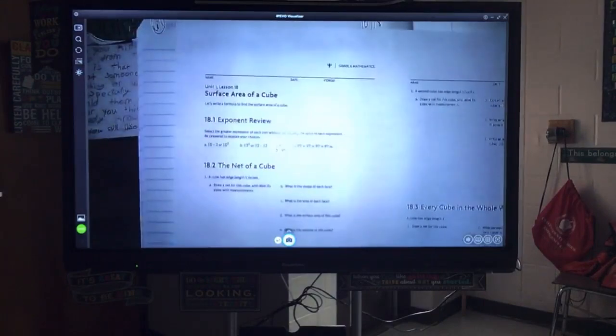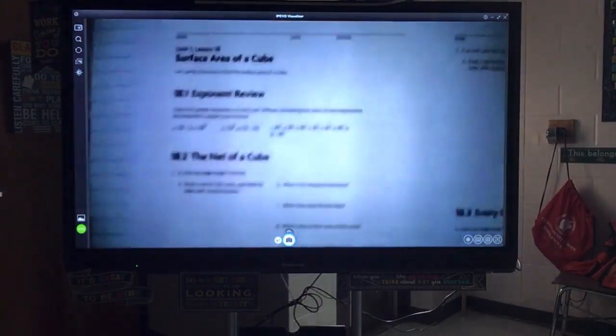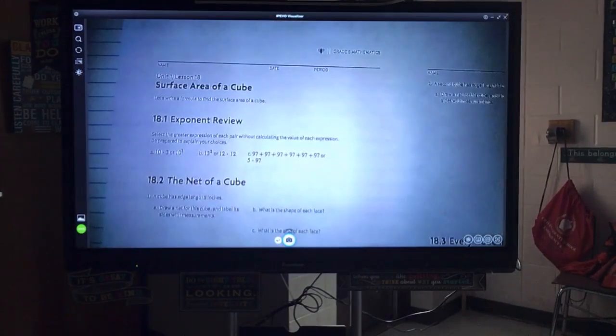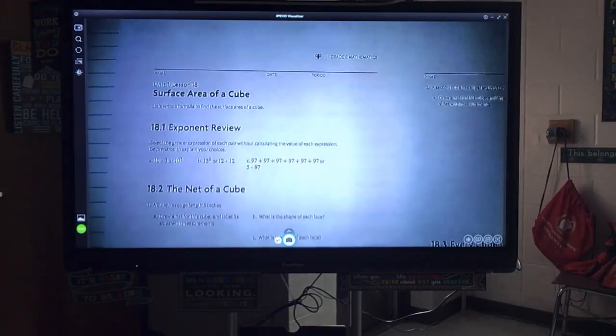We are starting with our exponent review because technically we finished our lesson yesterday talking about exponents. It says, select the greater expression of each pair without calculating the value of each expression. Be prepared to explain your choice. I'm going to give you 2 minutes on this one. Go.